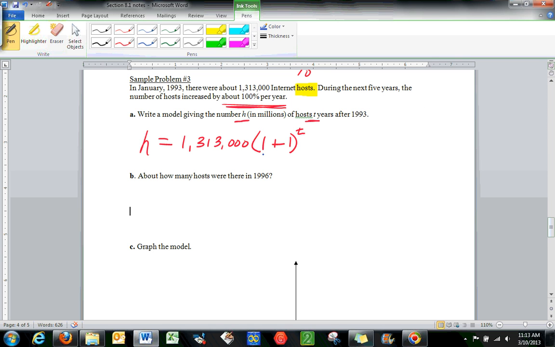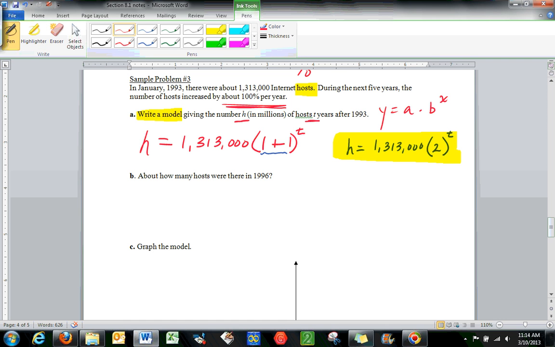However, wherever there's a place that we can consolidate, we need to go ahead and do that. So h can be represented by 1.3 million times 2 to the t power. And if you look at that, it takes on the same form as y equals a times b to the x power. So it looks just like an exponential growth function that we dealt with in previous videos. This particular equation would be the answer to write a model.